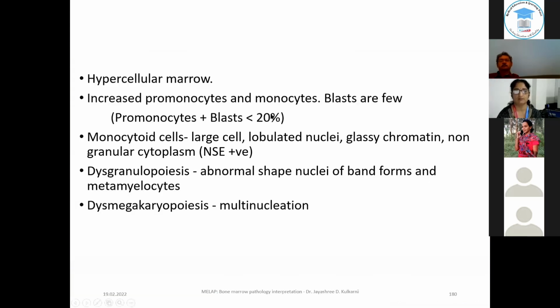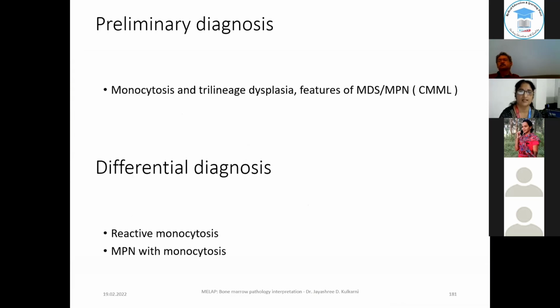So when you see such a marrow, and if your blast count, where blasts here comprise both promonocytes and monoblasts, you have to consider them for the blast count. If it is less than 20%, then probably you are looking at a case of CMML.